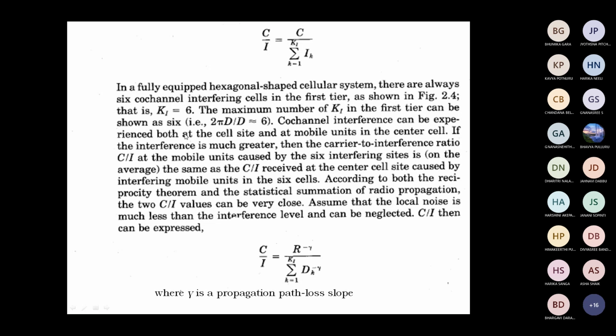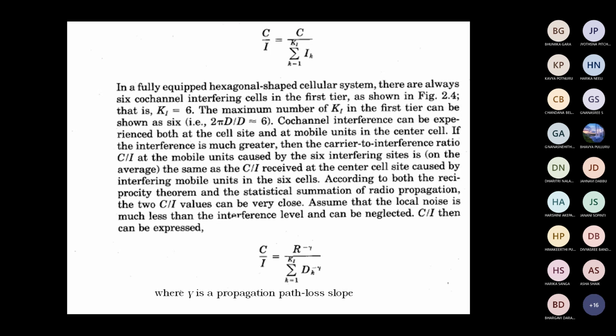Right. Here in this example, we are taking a simple example. K1 equals how much? 6. Cluster size is 7, but in the first tier, same-frequency cells are 6. K1 equals 6. Right. We know from this formula that C is nothing but carrier power. Power depends upon the radius, how much cover radius. As we already discussed in previous sections, C is proportional to R power minus gamma. So instead of C, you substitute R power minus gamma, divided by the summation of k equals 1 to K1 of Ik.